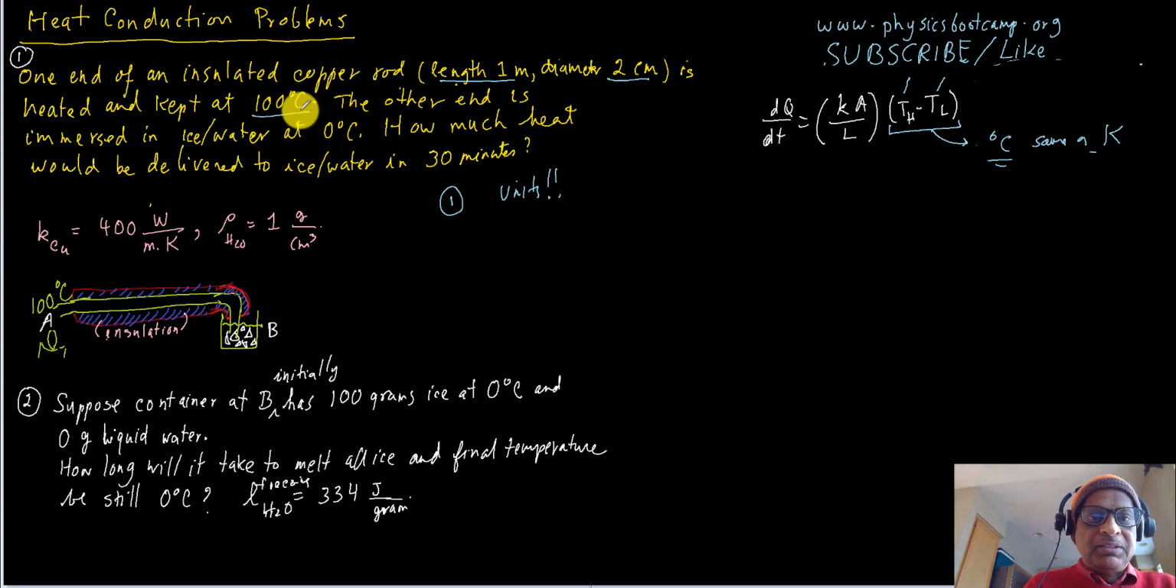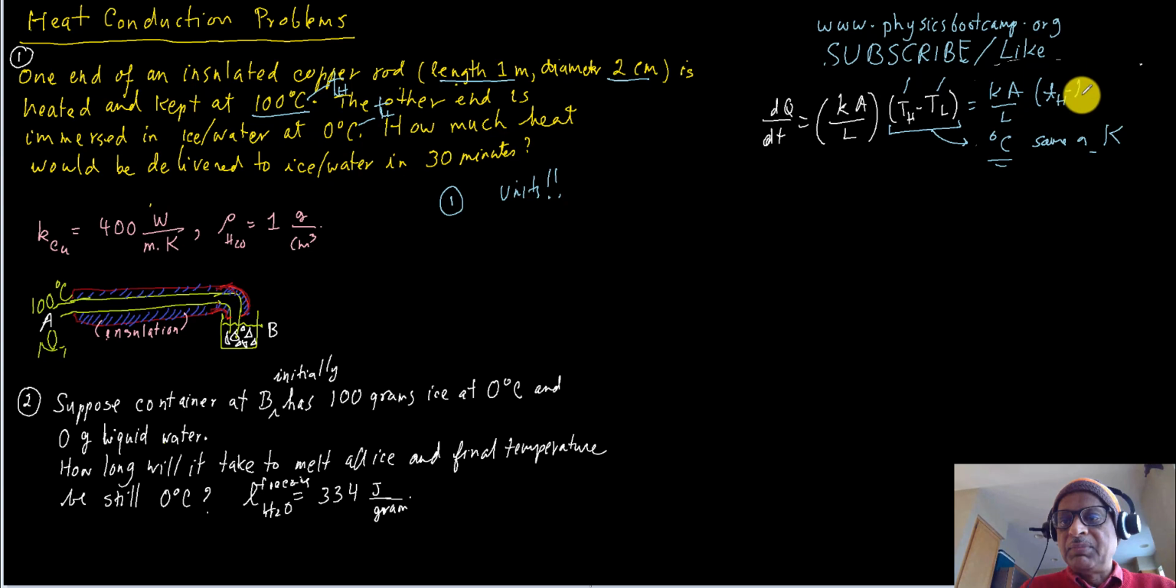And so this is TH and this is TL. Let's call it smaller t's. So this would be the same as KA over L (dH minus dC). Small letters are used for degrees Celsius, and capital letters for Kelvin. Normal notation.